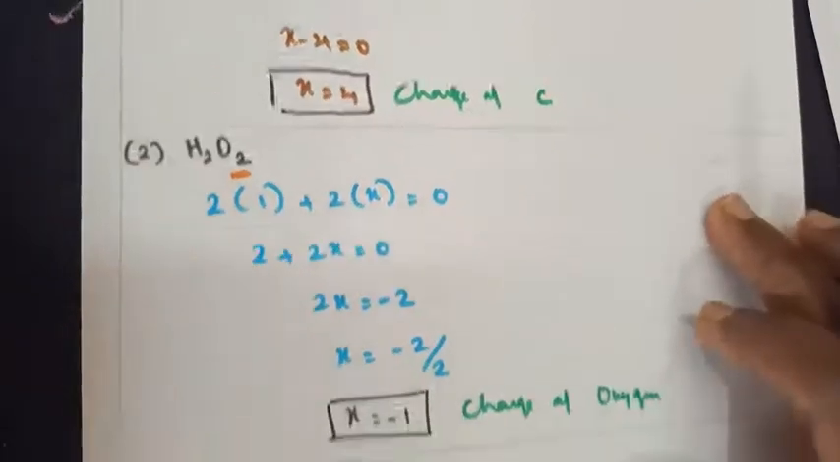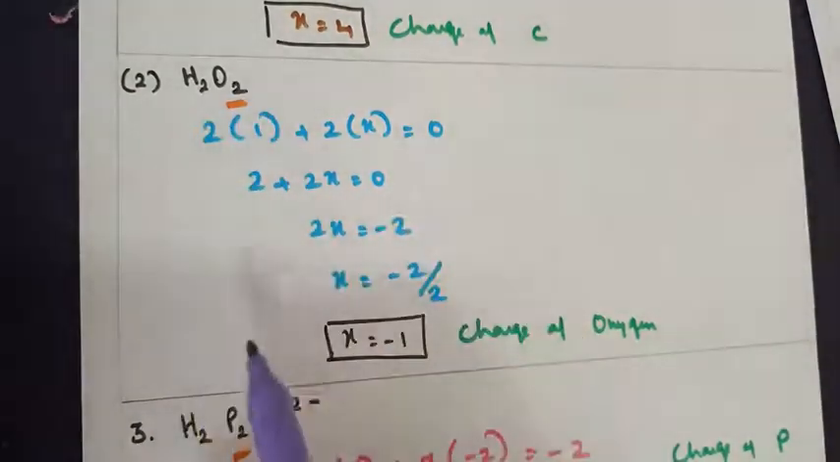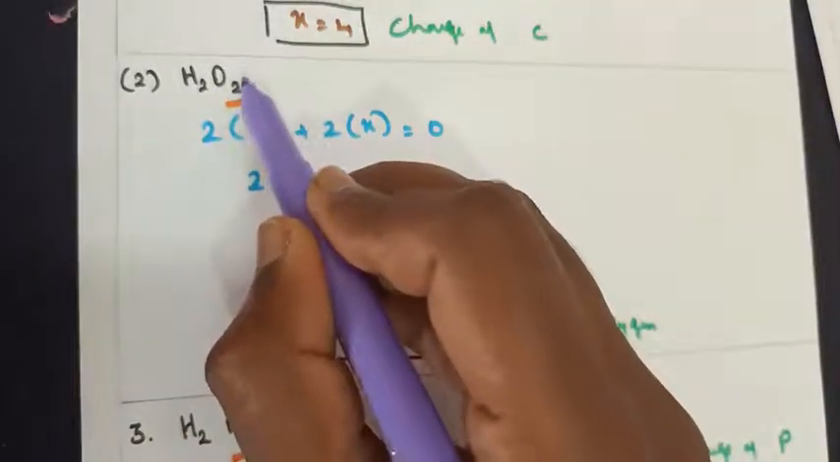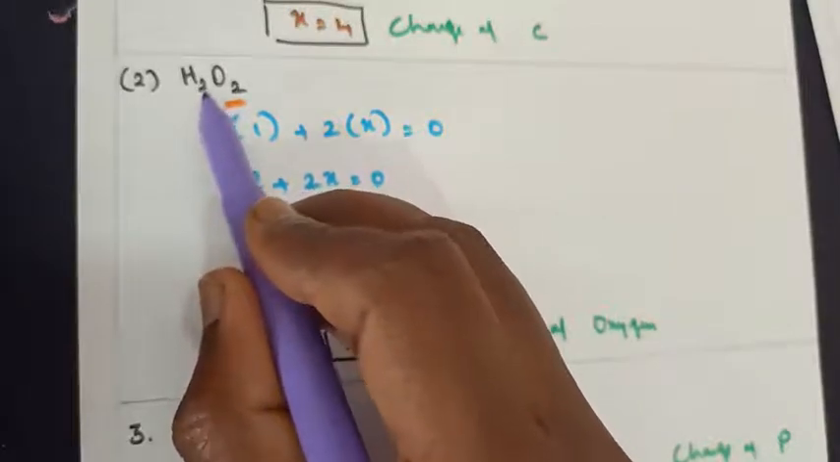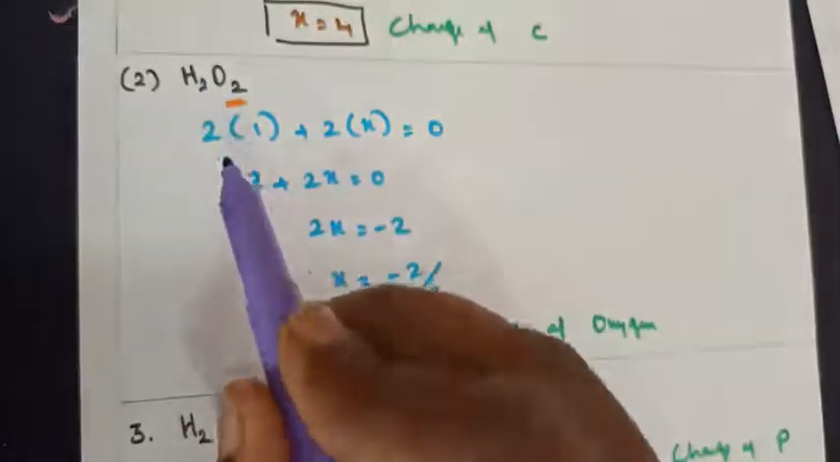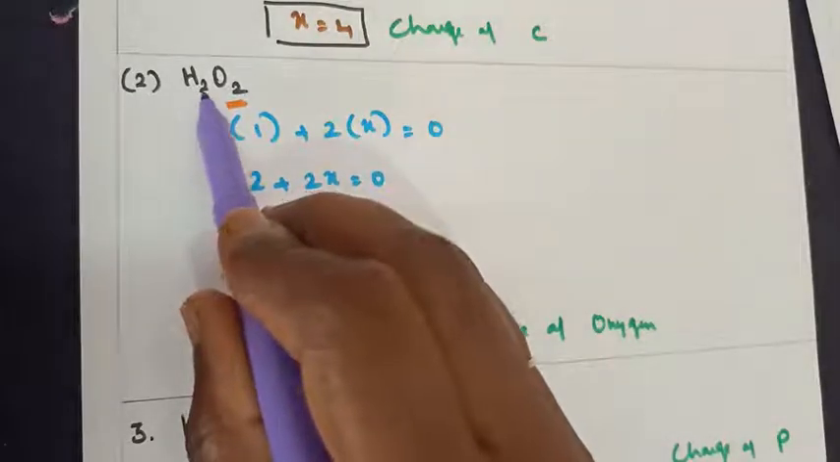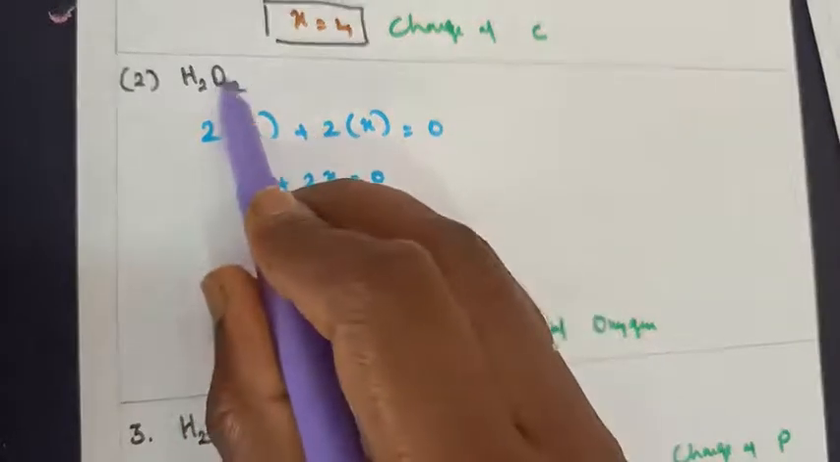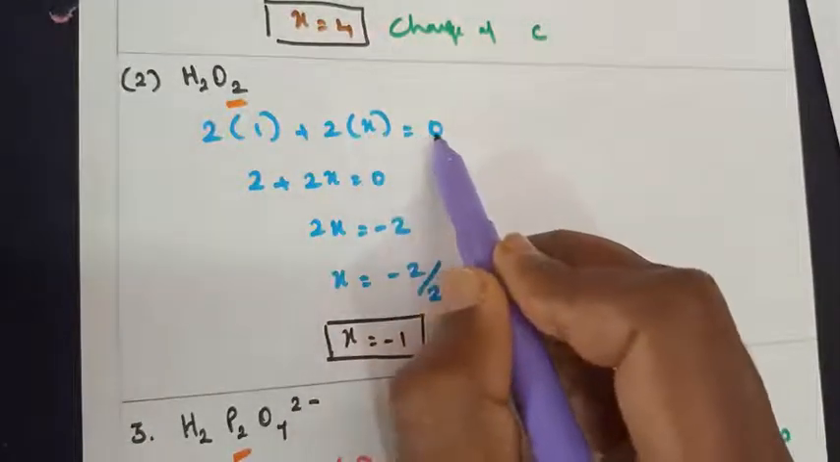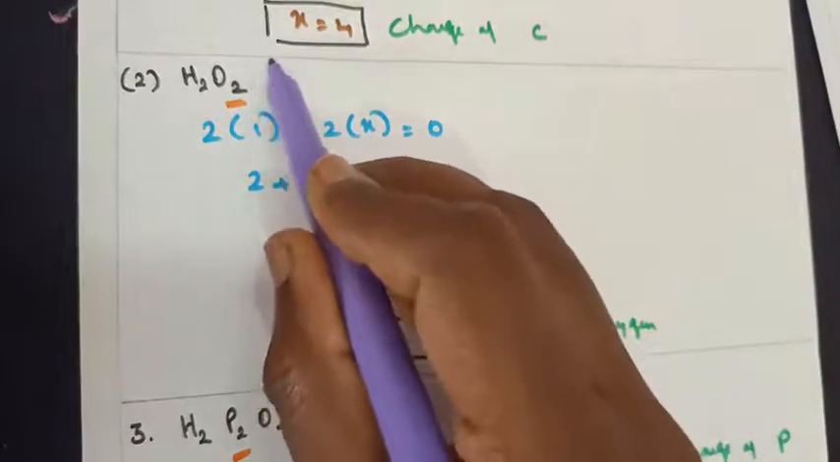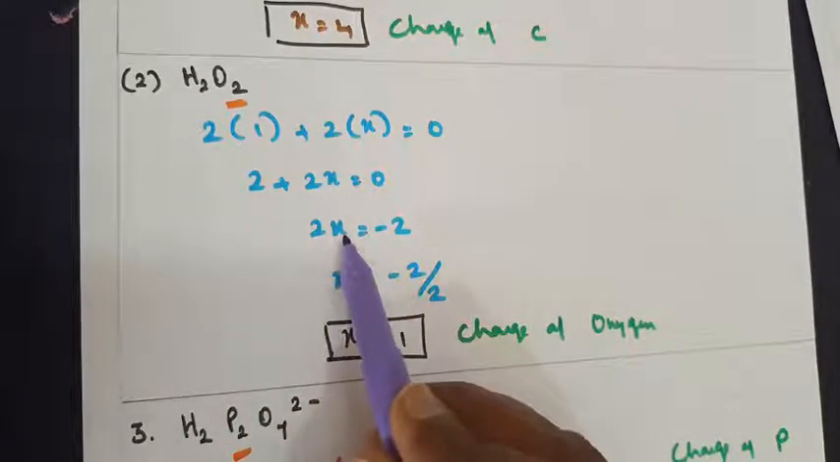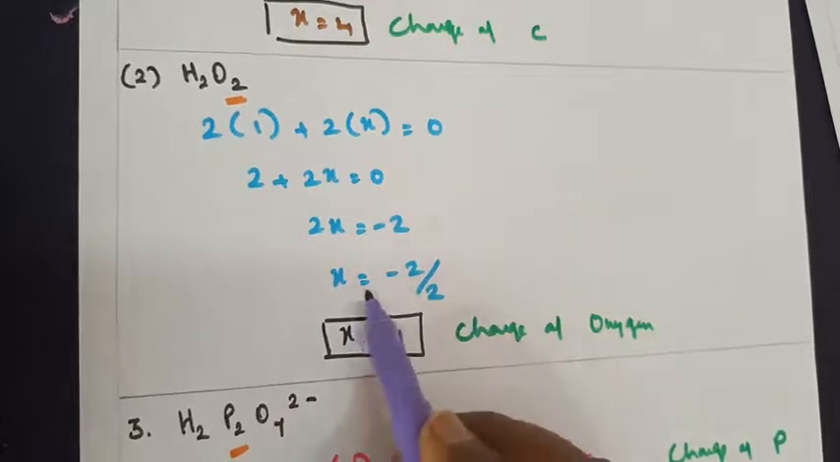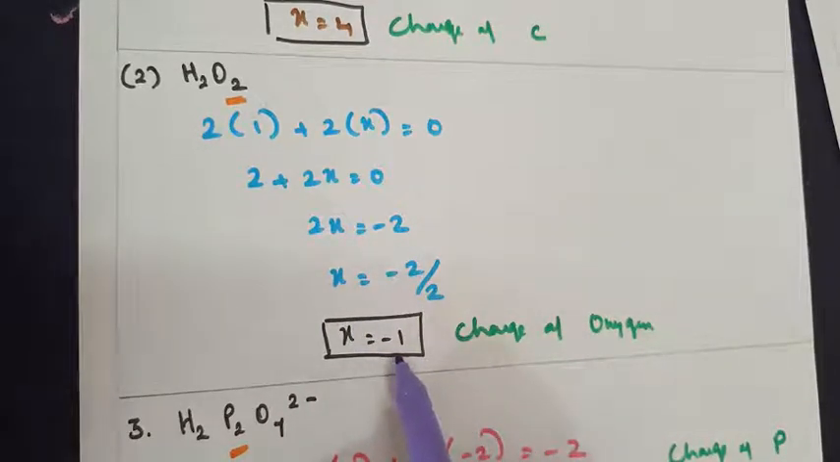You understand it. Look at the next example, hydrogen peroxide. Now the charge of oxygen we are going to calculate, as you know. Only in metal hydrides does hydrogen have a negative charge; otherwise it has a +1 charge. So 2 atoms of hydrogen, charge 1, plus 2 into the oxygen charge we do not know, x, is equal to 0. Why am I writing 0? No charge is given here. When you open up the bracket, 2 plus 2x equals 0, 2x equals -2, change the side, x equals -2 by 2, you get the charge of oxygen to be -1.